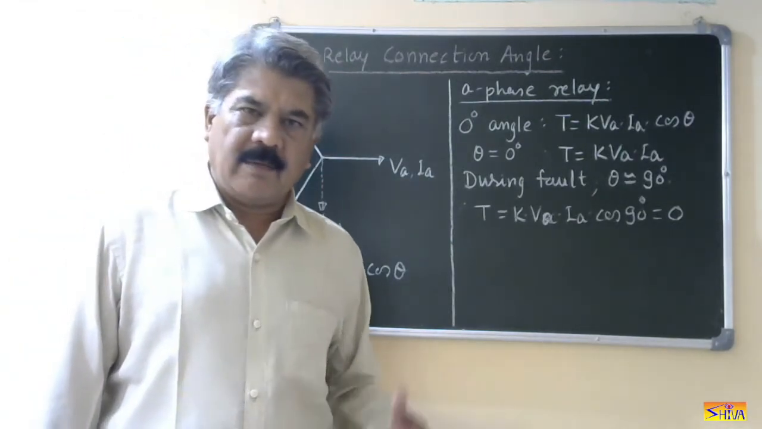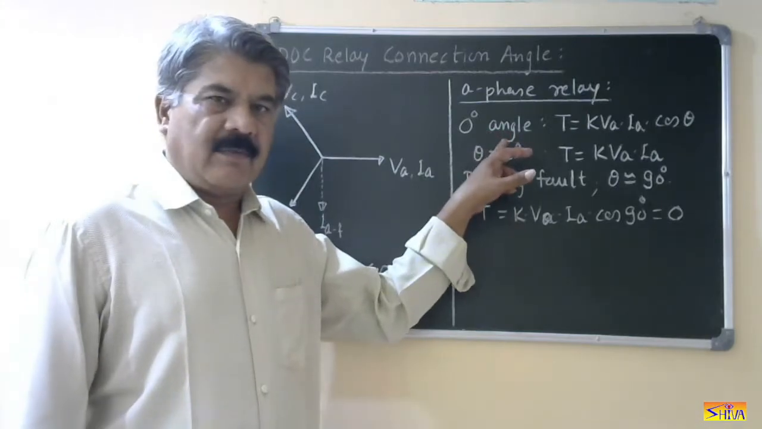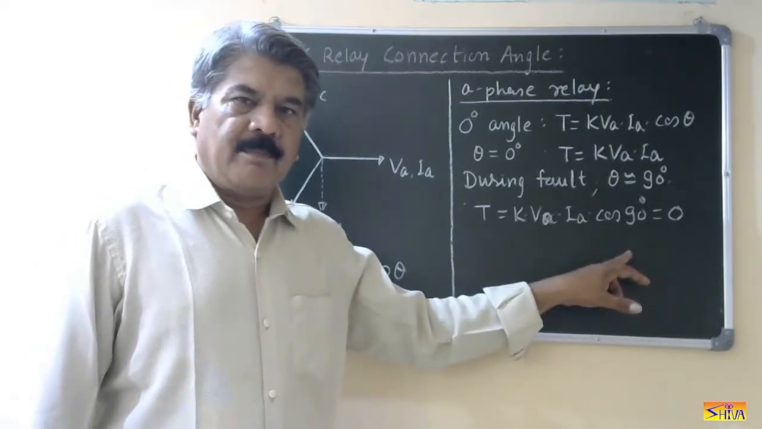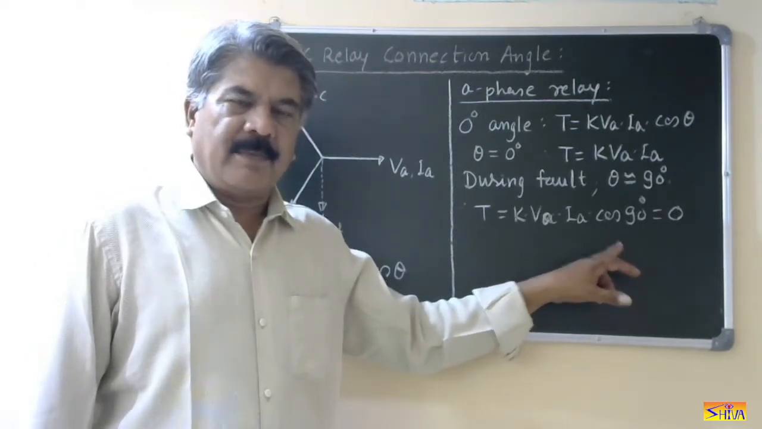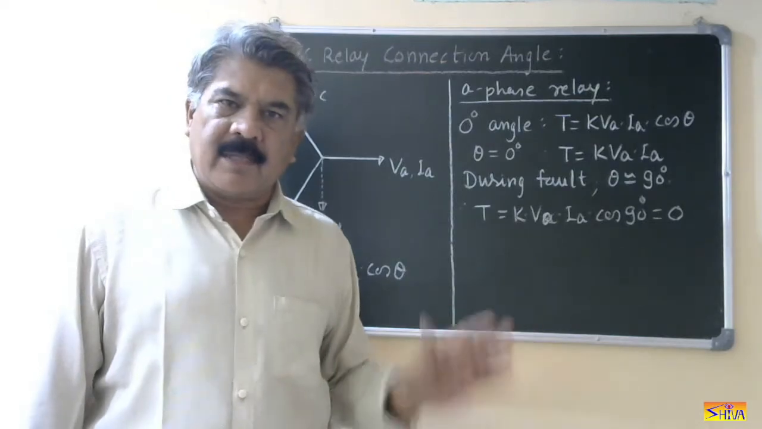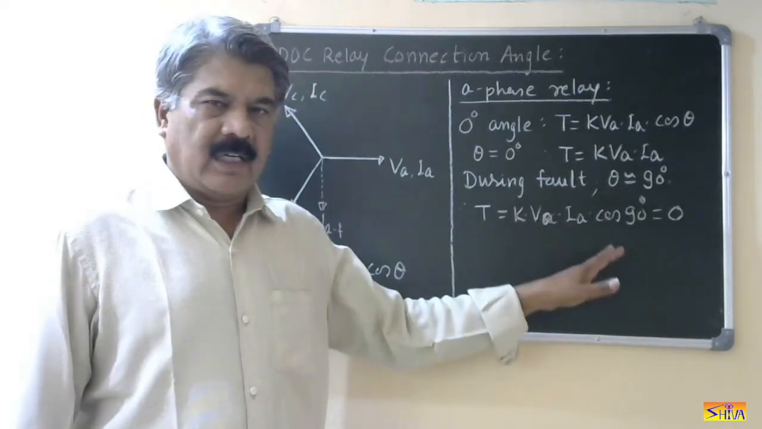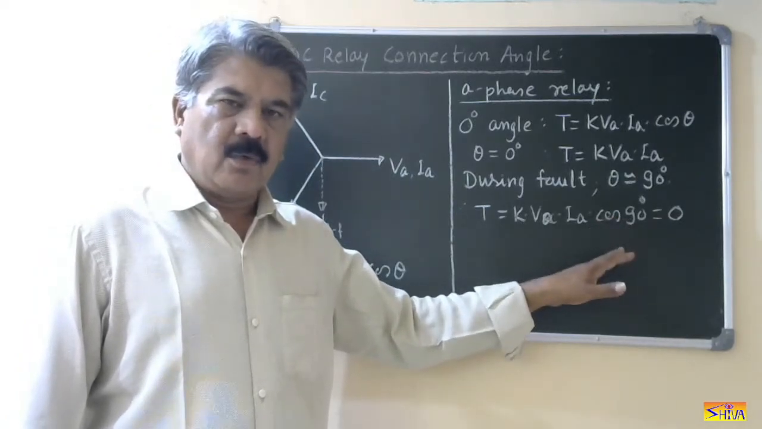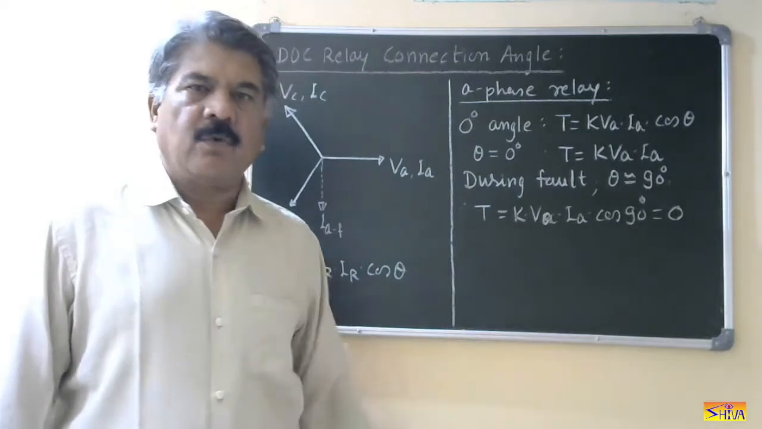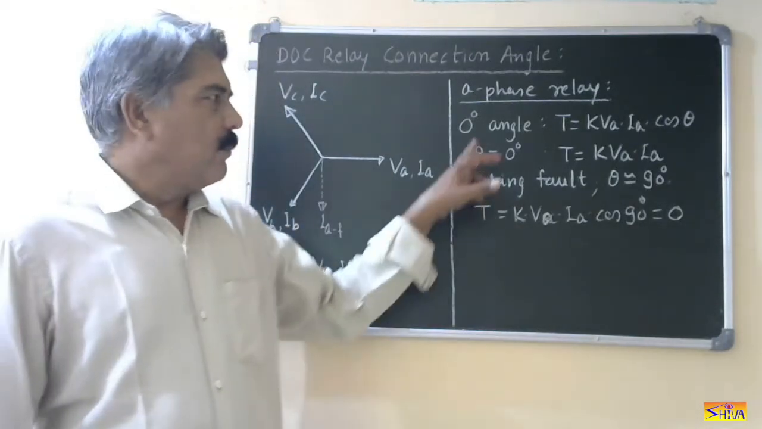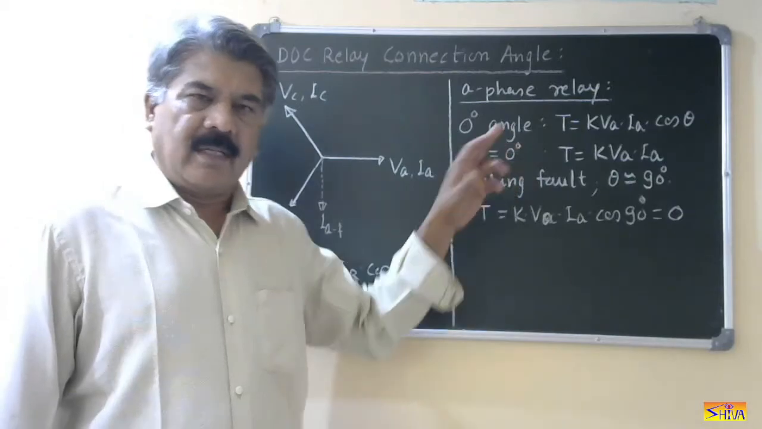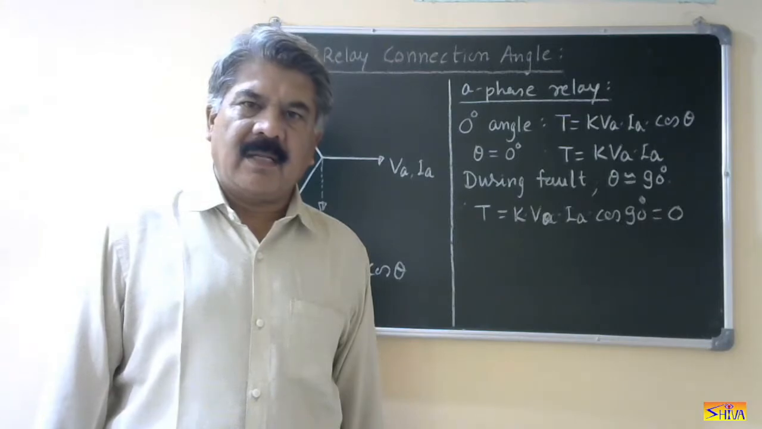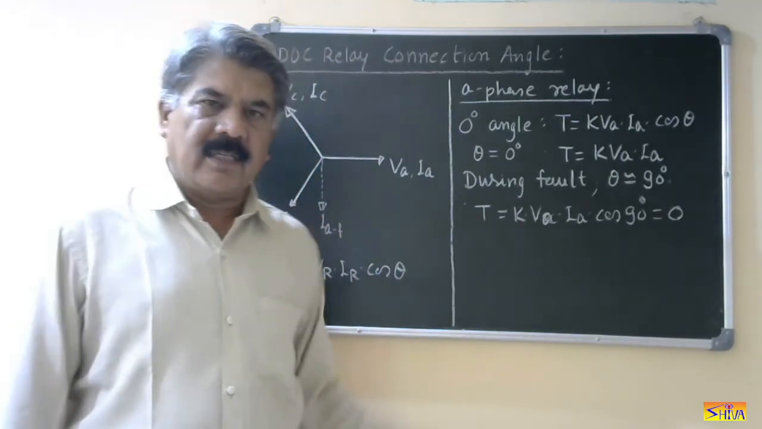What we are seeing, if we connect the relay with 0-degree angle, then during faulty condition, relay may fail to operate. So that is the biggest drawback. Our requirement is relay must operate during fault, but here with 0-degree connection, the relay is not operating. It may fail to operate. So we have to go for the remedy. Remedy is we have to change this relay angle. There are three types of connections. One is 30 degree, second is 60 degree, and third is 90 degree. Now let us see how it is implemented.